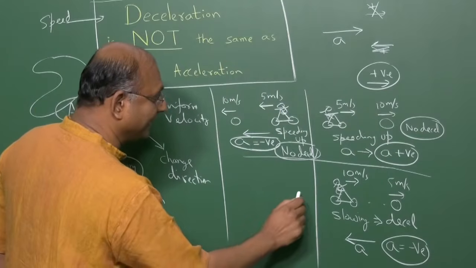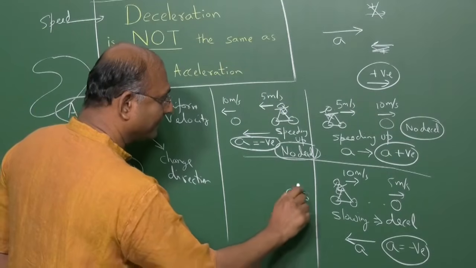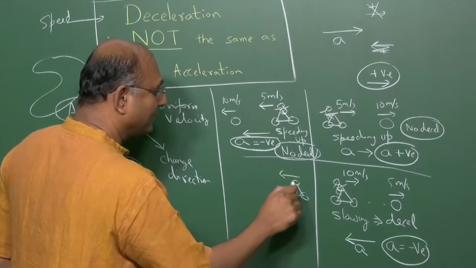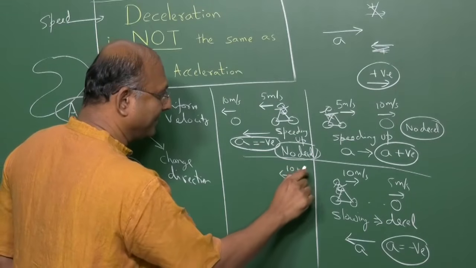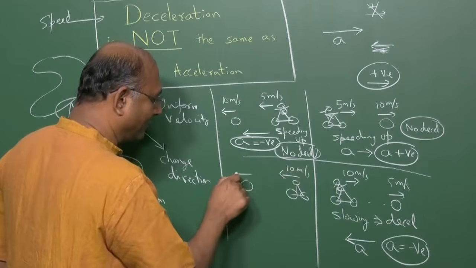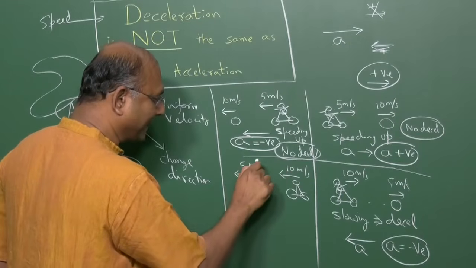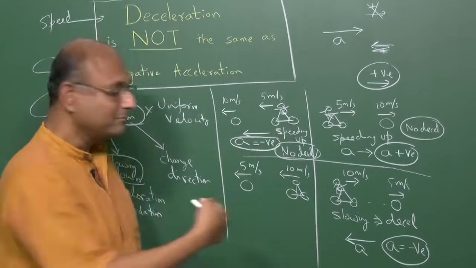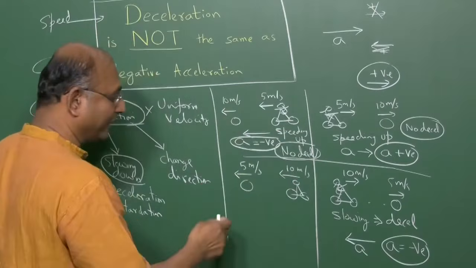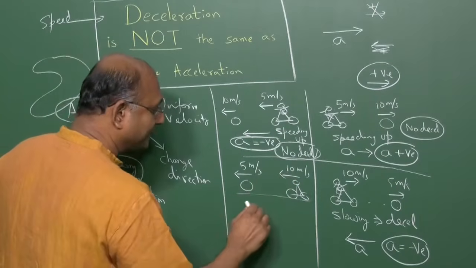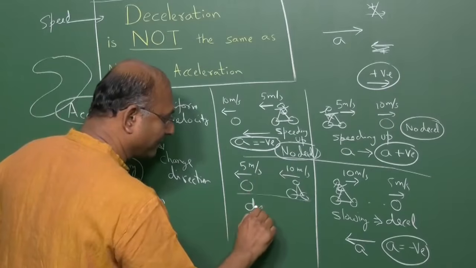Now I have another option, right? So I can take the same vehicle and I could be going at 10 meters per second, and after some time I am now going at 5 meters per second. Am I slowing down? Yes, right? 10 to 5, I am slowing down. So when I am slowing down, basically this is deceleration.